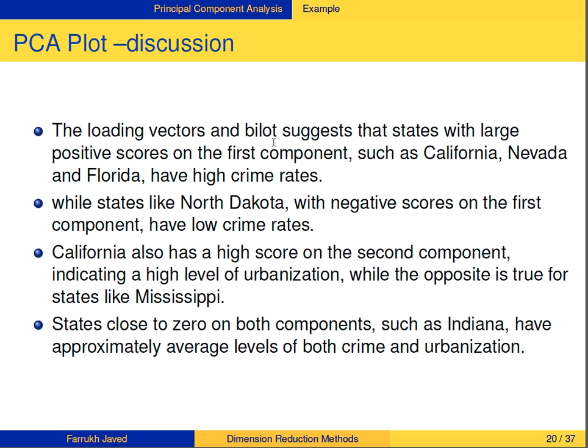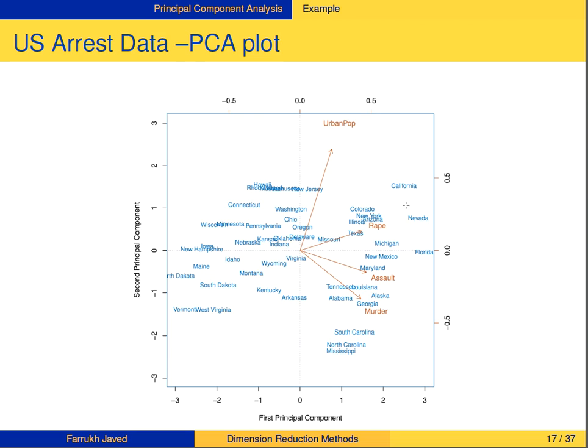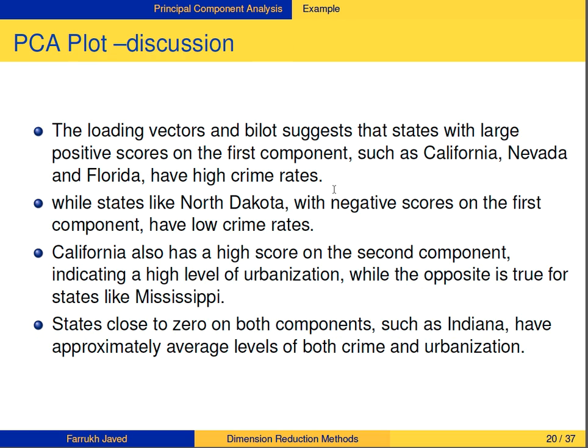Now we move on further. The loading vectors and biplots suggest that states with large positive scores on the first principal component, such as California, Nevada, and Florida, have high crime rates. Can we see that from the biplot? California, Nevada, Texas, New York, Illinois are positive, and they have a high crime rate, because all the positive loadings or positive scores correspond to that particular region, while states like North Dakota with negative scores on the first component have low crime rates.